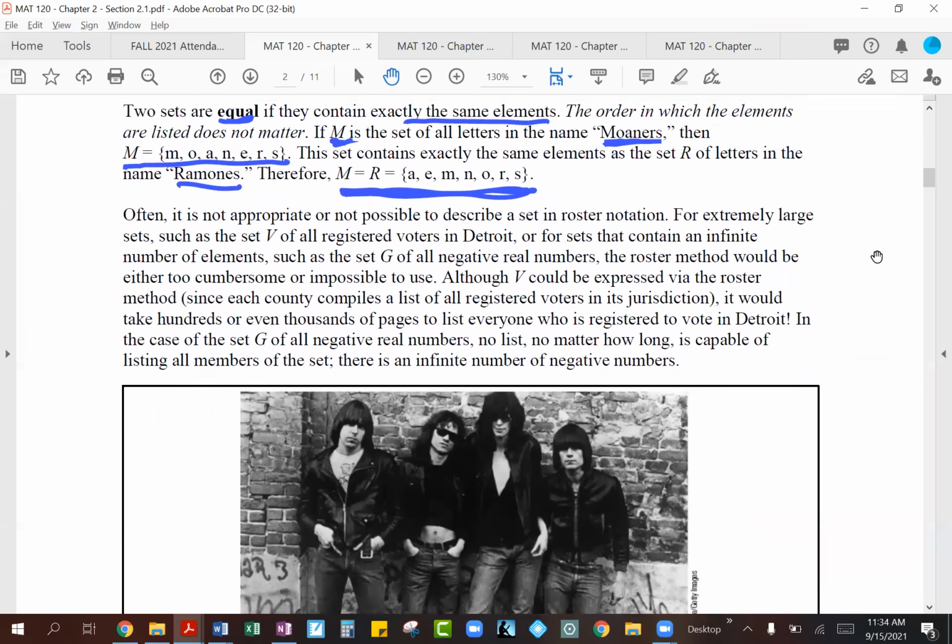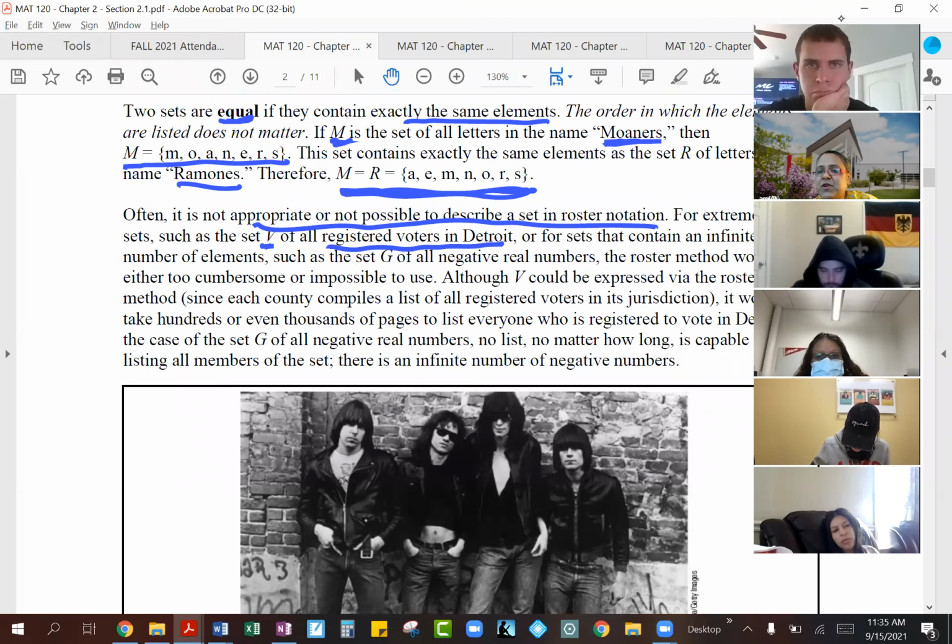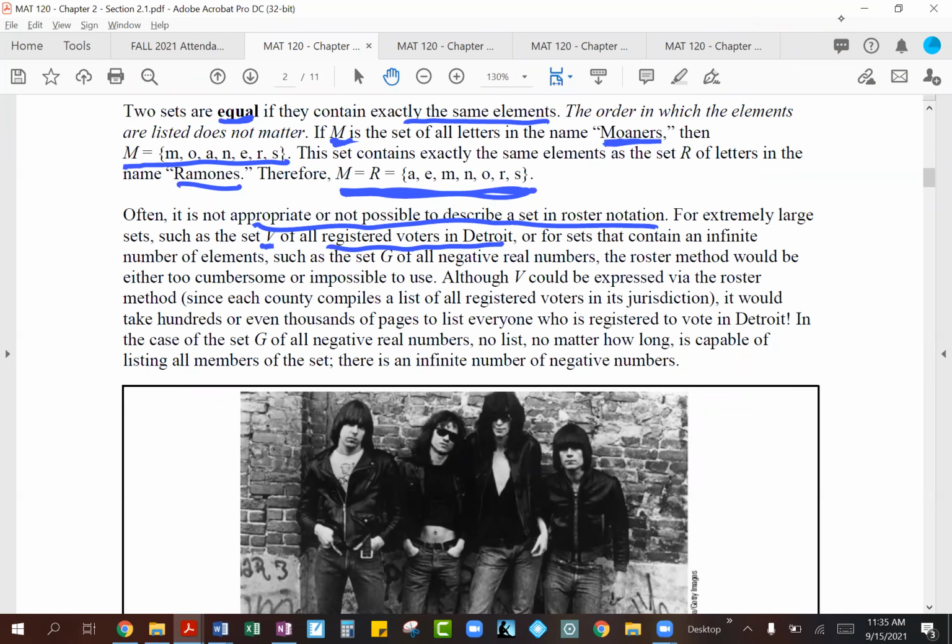Now another thing to keep in mind, these examples are very simple. You've got 7 letters in there and so on, but it's not always going to be possible to describe everything in roster notation. Think about this: if they're talking about set V being all the registered voters in Detroit, think about the population of Detroit and how many people might be registered voters. That's going to be a pretty long list, right? So you cannot really use the set notation to write out everybody's name in there. Even with a computer program, it would still be a very, very long list. So you really don't want to write everything out.